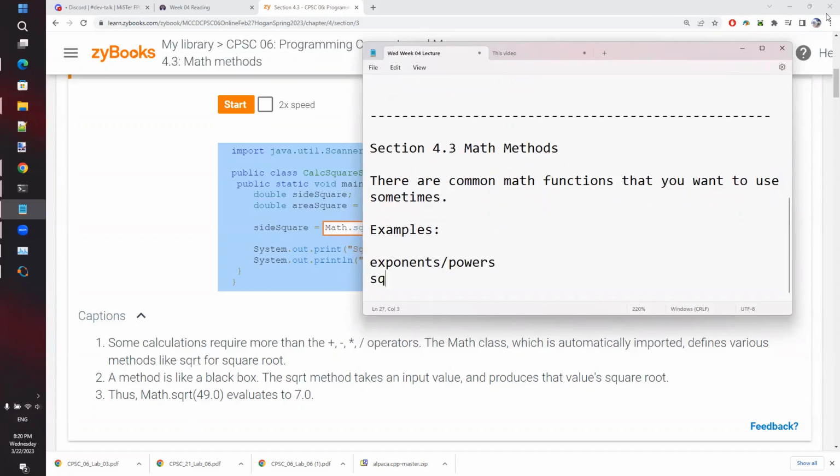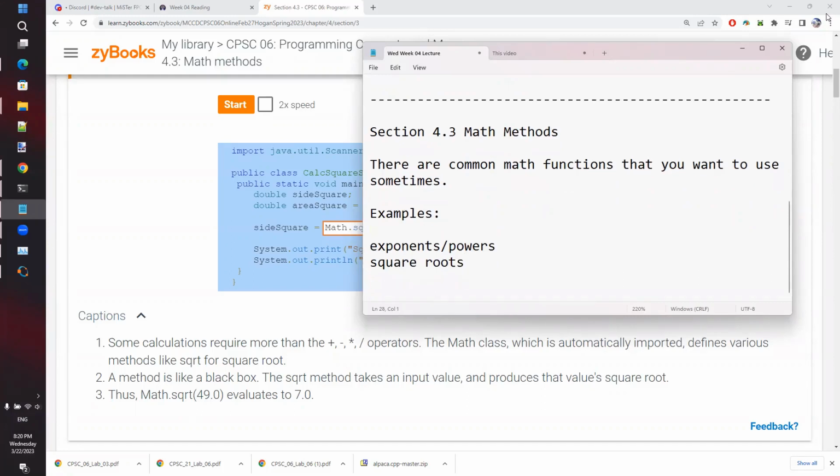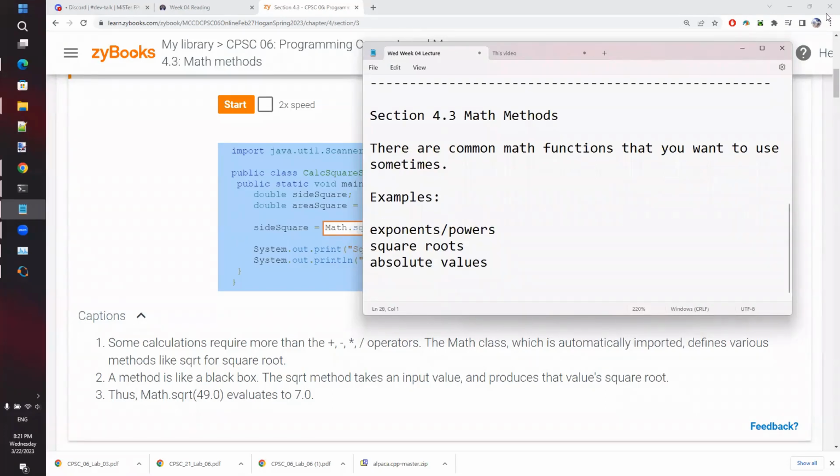Square roots, that's another thing. Technically, a square root is an exponent, but usually we think of them differently. What else is there? There are things like absolute value as well. That's something you need. Also, what else do we need other than absolute value, square roots, and exponents? Well, those cover a lot of things, but there's also logarithms.